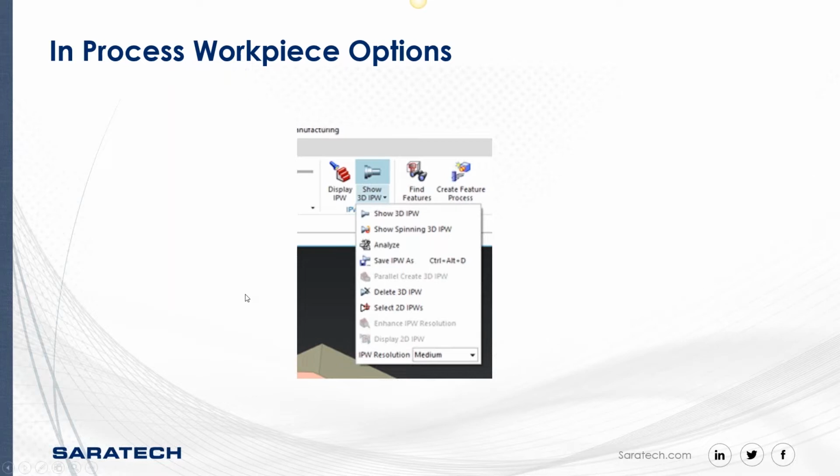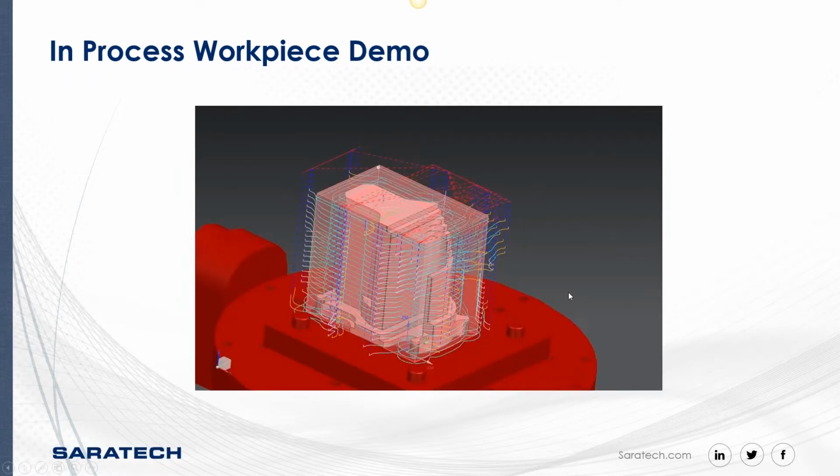Select 2D IPWs is for a lathe type of cross section. And then you have an IPW resolution down at the bottom. Just make sure you understand that if you switch that to fine, it's going to process much slower. Put it on coarse, it's going to process faster, but the display is going to be a coarse or fine comparison. So depending on what you're doing and what you need to visualize, you may want to adjust that. So now let's get into a demo of in-process workpiece.